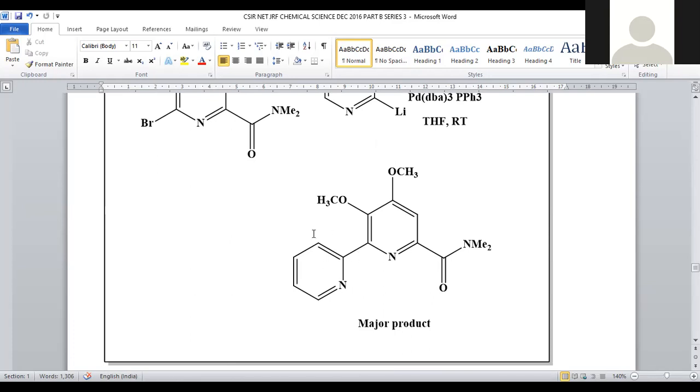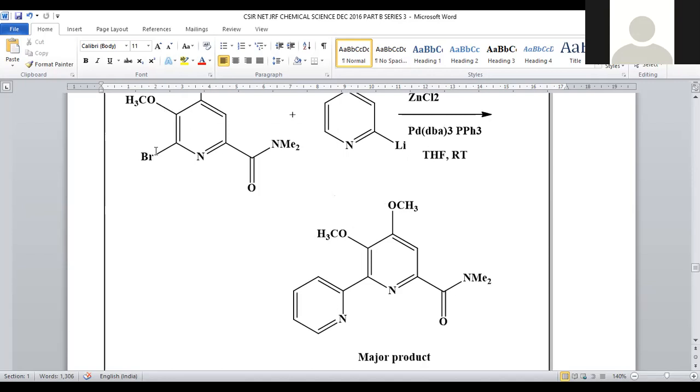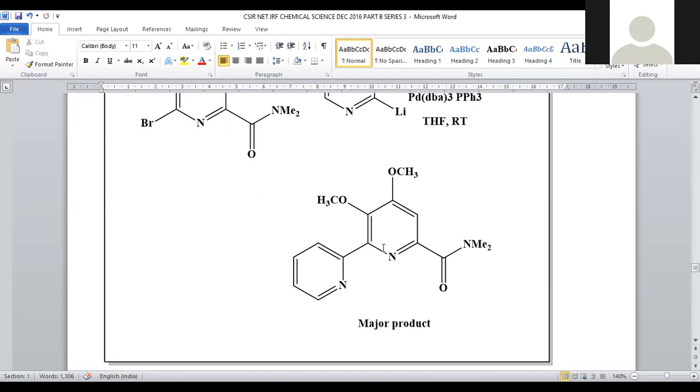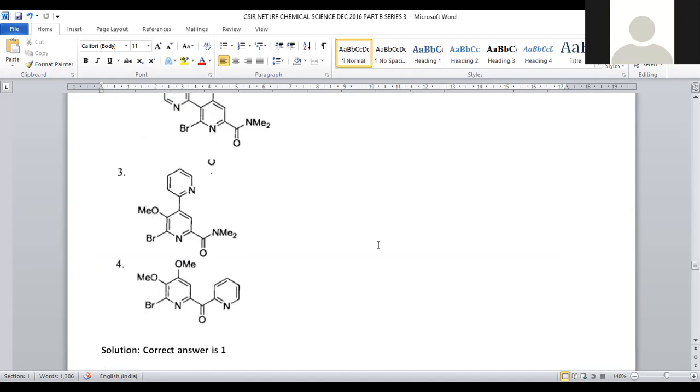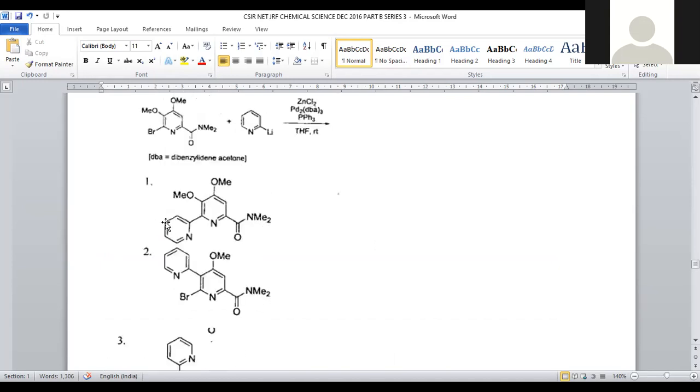So here we will get the product at the second position, because here also second position, here also second position, so that here two pyridine rings are combined at second position. So we will get a major product, that is the pyridine substituted compound. So where do we get that compound, let us see.